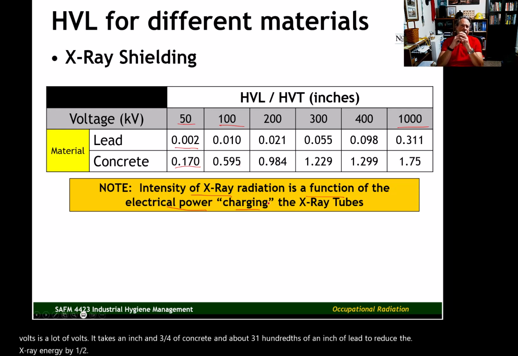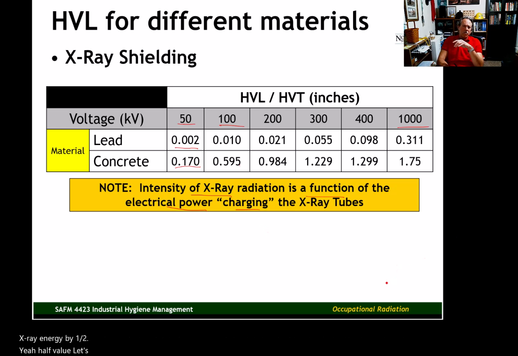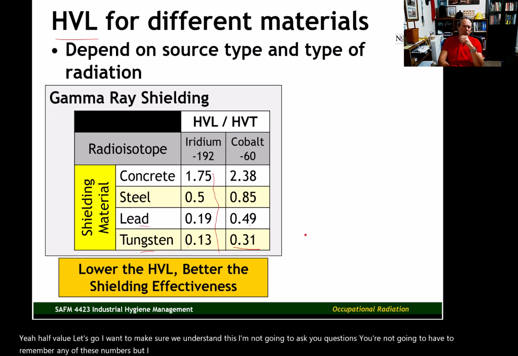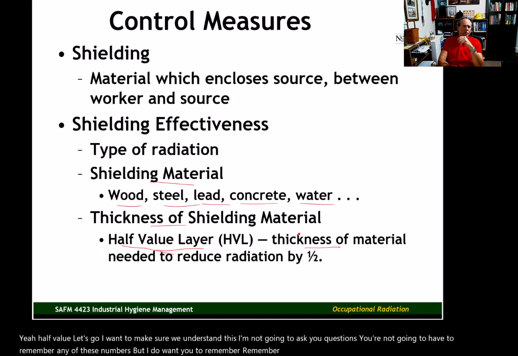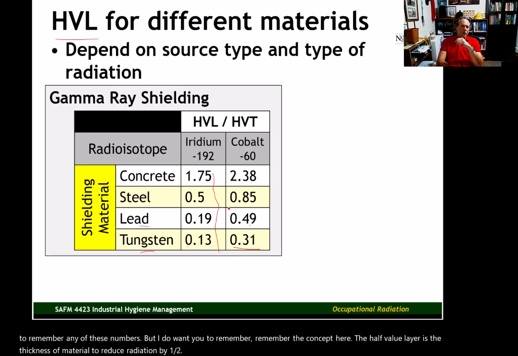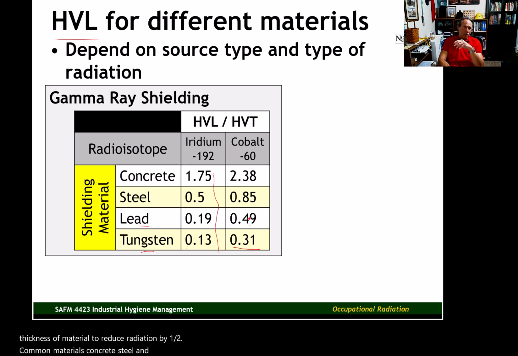Again, half value. I want to make sure we understand this. I'm not going to ask you questions. You're not going to have to remember any of these numbers, but I do want you to remember the concept here. The half value layer is the thickness of material needed to reduce radiation by 1/2. Common materials: concrete, steel, and lead, tungsten occasionally.